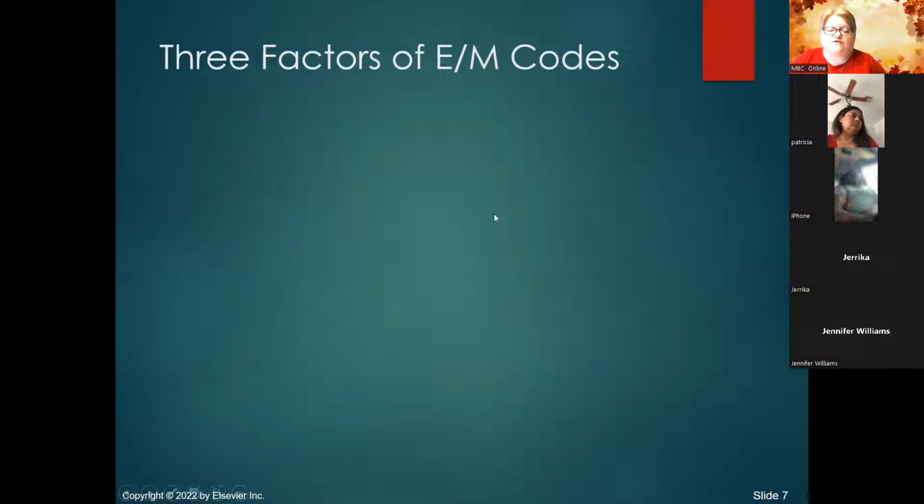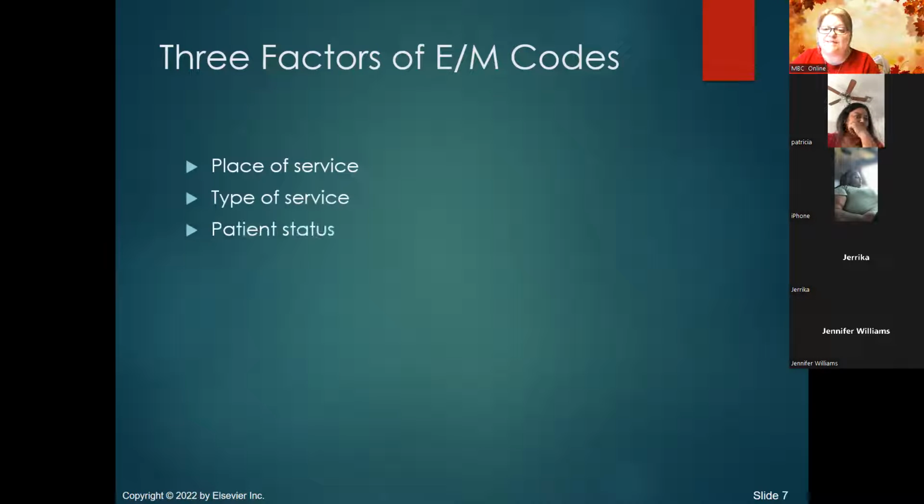All right, so the 3 factors of E&M codes, how you're going to decide or start to decide on your E&M codes: place of service, type of service, and patient status. Y'all hear me talk about coding is basically the who, what, when, where, and why of the medical chart, right? It's going to give us all that information. So our E&M codes are going to tell us place of service, type of service, and the patient status.